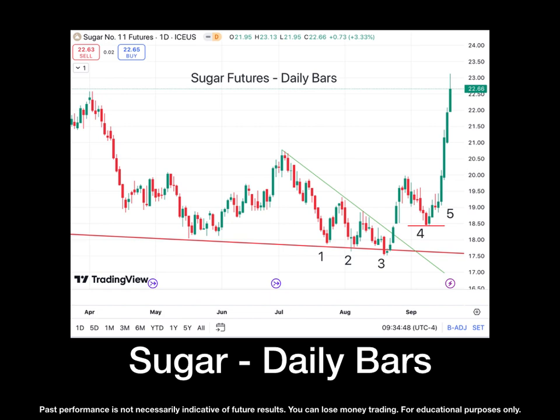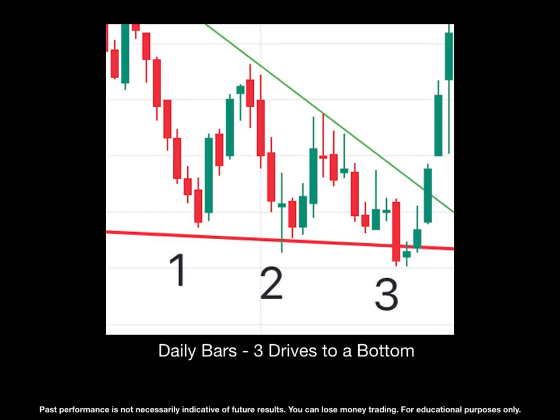These are daily bars in sugar going back to April. Sugar had a huge move up here. It's rallied over 20% in this move from the bottom marked as 4. This chart also shows several classical chart patterns which I think would have guided you well in trading. Let's talk about the first one. This is the 1-2-3 drives to a bottom pattern.